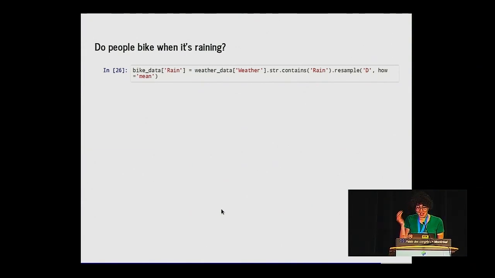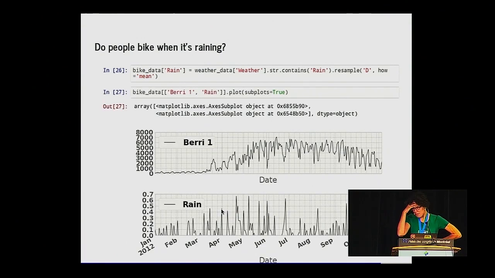And then you resample that again every day. So we get the percentage of hours of the day when it was raining, right? And whether or not that's the right thing, I don't know. Maybe. And then we get this other graph.